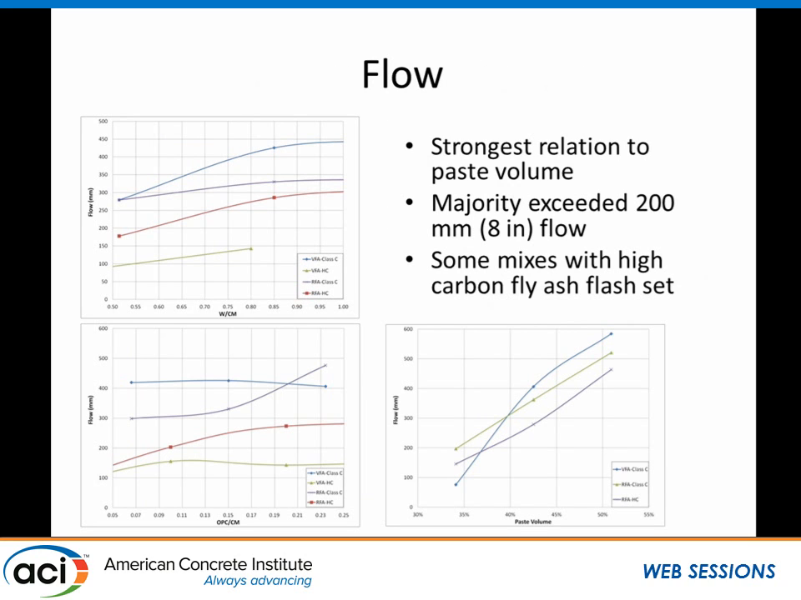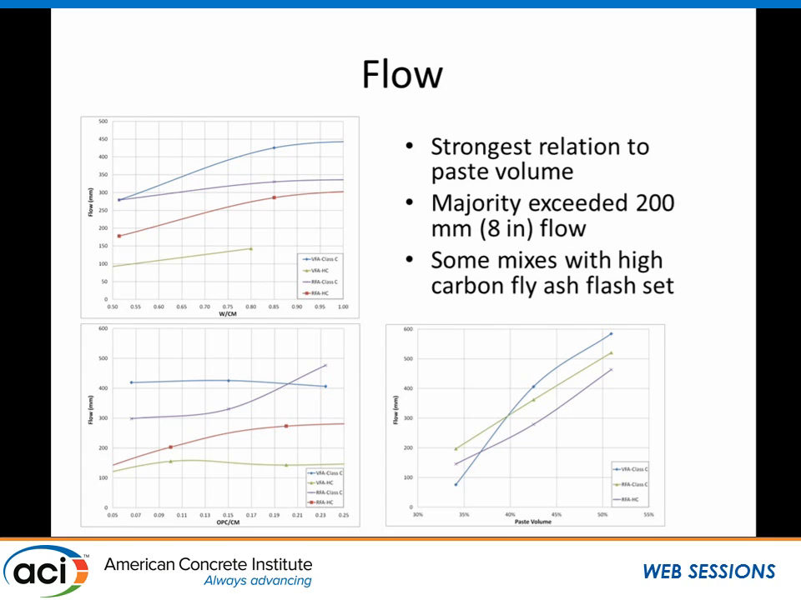Okay, experimental results. With regard to the flow issues, one of the first things we were interested in was finding which of these parameters tended to dominate the behavior. And the flow had its strongest dependence on paste volume. Most of these mixes are exceeding 8-inch flow, 200 millimeter flows, and that's a good thing. That's the kind of fluidity that we want for a backfilling kind of application.